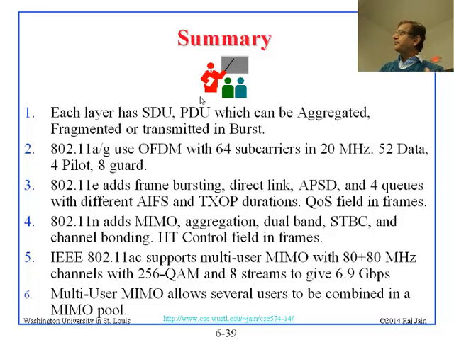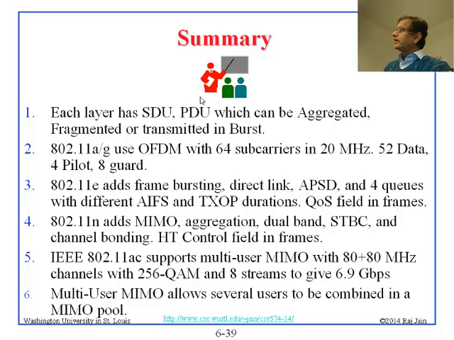11e adds the frame bursting, direct link, APSD, right? 4 queues with different AIFS. Now you know what is AIFS and TXOP, transmission opportunities, and the QoS field in the frames. 11n adds MIMO, aggregation, dual band, now it runs on both bands, STBC coding, and then the ST control field in the frame. So that is what was new with 11n.